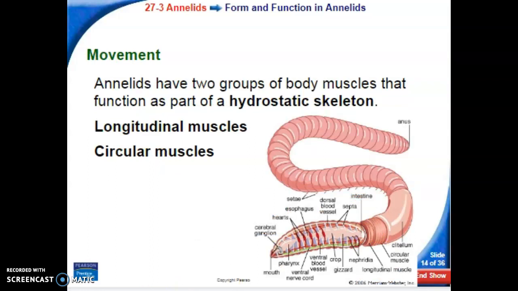They have 2 groups of body muscles that function as a hydrostatic skeleton. So when we talk about a hydrostatic skeleton, it's a skeleton filled with water. And then the 2 groups of muscles that help them move are the longitudinal muscles and the circular muscles.